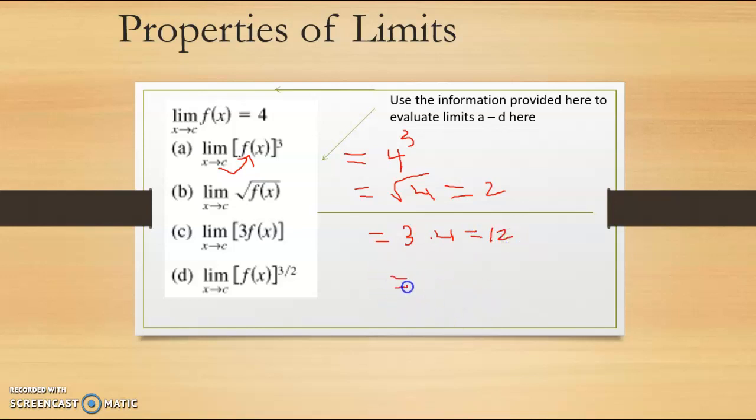The last one, we can take the limit inside. So the answer is 4 to the power of 3 over 2. Then you can apply the radicals. 4 to the power of half equals 2. So that is 2 cubed, equal to 8.